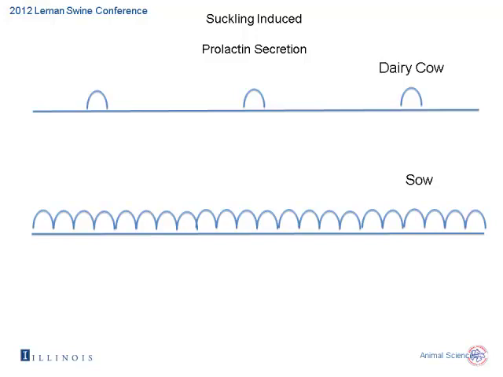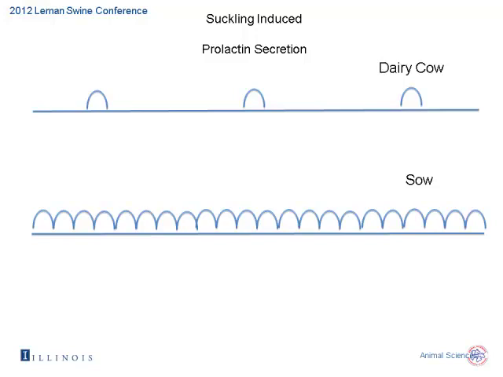So prolactin's probably the hormone, not necessarily the case in the cow, but it is the hormone in terms of swine, in terms of maintaining lactation. So when I talk about that systemic effect, if you want to plug in the word prolactin, that's A-okay by me, because that's going to be the biggie as we go through this.